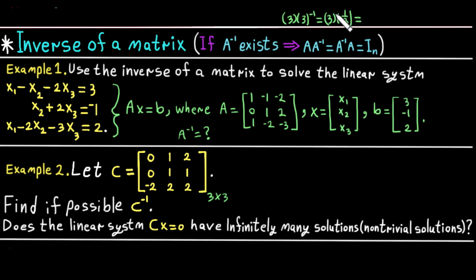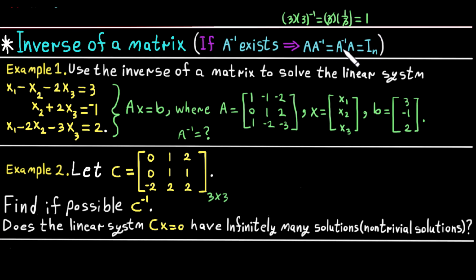Then this one goes with this one. Here the answer will be 1. And the same thing if you multiply here 3 to the power negative 1 multiplied by 3. If you change the order, you will get the same answer here, 1.